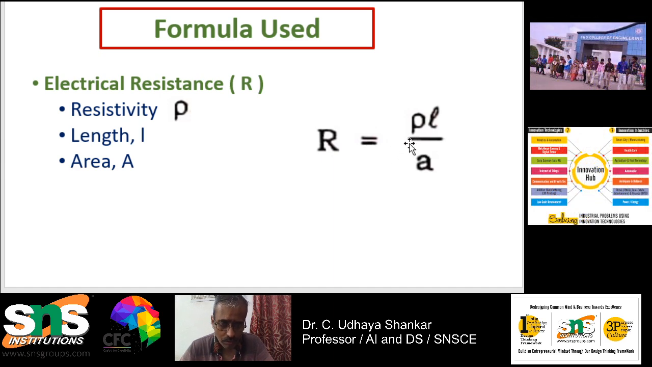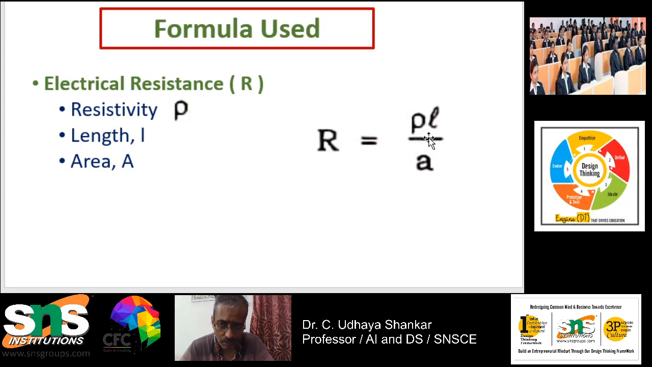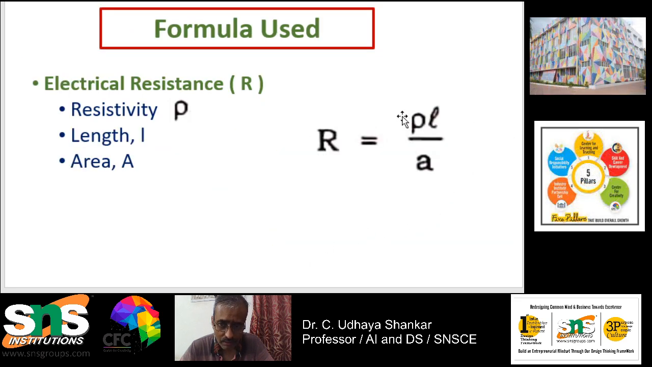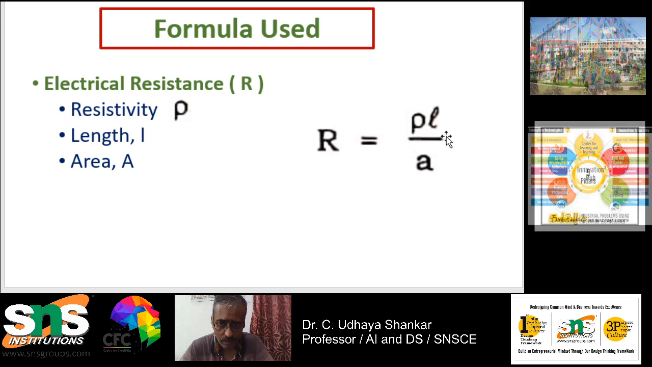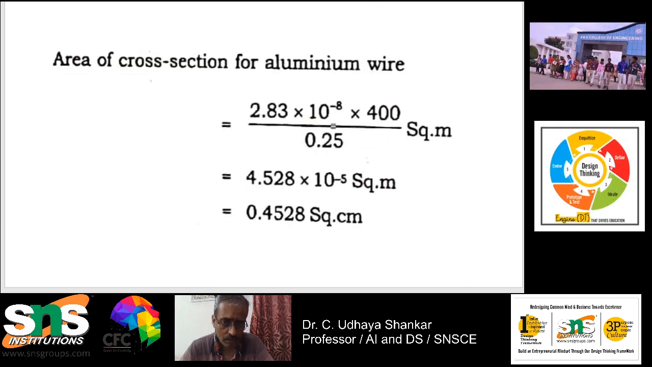You can substitute the value of rho, which you can get directly from the data sheet, and L. The resistance is given as 0.25, which you can directly substitute. Length is given as 400 meters, that also you can directly substitute. The only thing that changes is the resistivity. For aluminum it is 2.83, whereas for copper it is 1.73. You can just substitute the rho. So let us first find the area of cross section for aluminum. You just substitute in this problem, and you can find that.